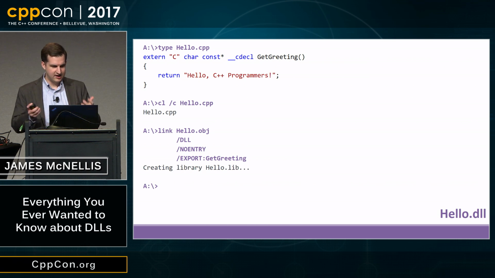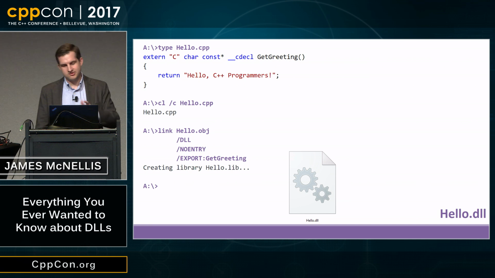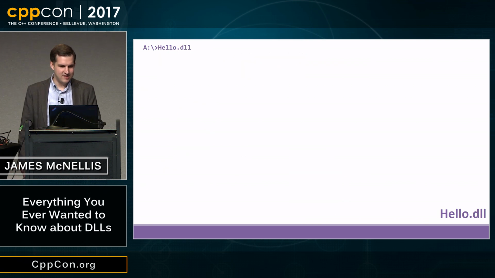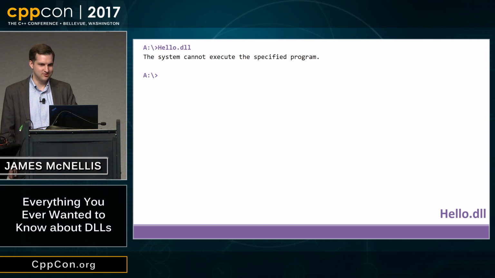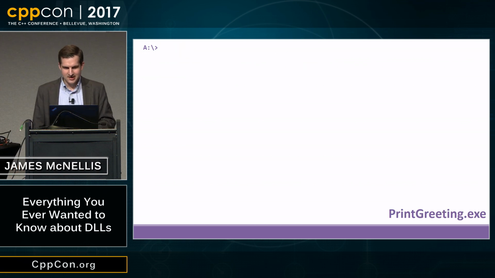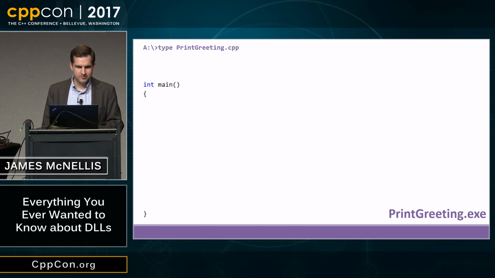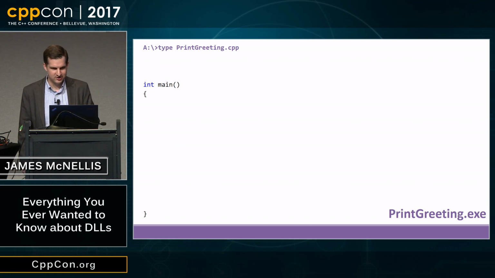And so if we run that, it says it created hello.lib. We'll talk about that in a bit. It also created hello.dll, though it didn't tell us that. So now that we have our DLL, we can just run it. No, we can't just run it. Sorry, that won't work. So we're going to have to write a program that actually uses this. So I've written a program called printGreeting. We have a main function in it.